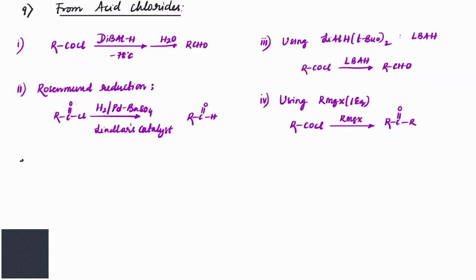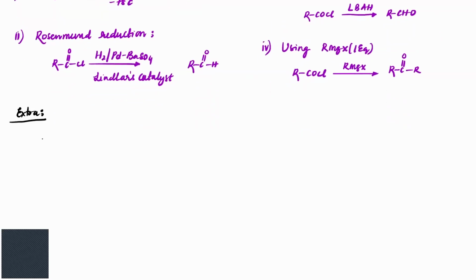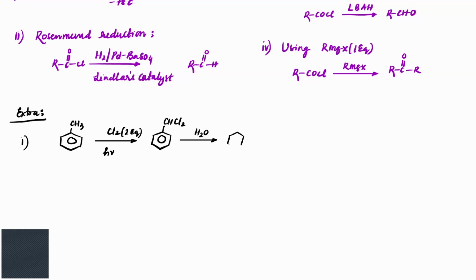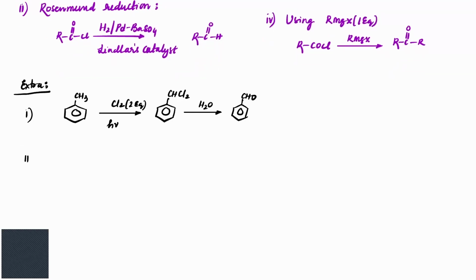A few extra reactions, to notice how the preparation works. First, if you have C6H5CH3 and you treat this with Cl2 in the presence of h nu, but two equivalents are given, in such a case we will convert this into C6H5CHCl2, and that on hydrolysis, treated with H2O, will now convert into C6H5CHO. So this is one way of getting an aldehyde.